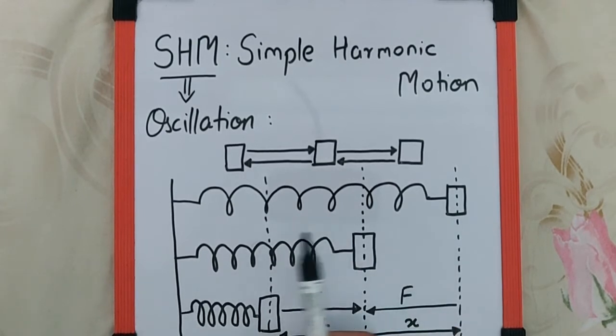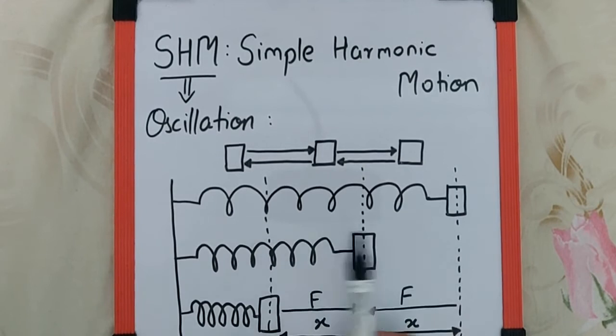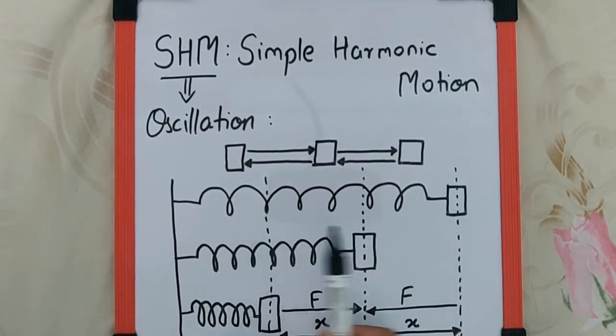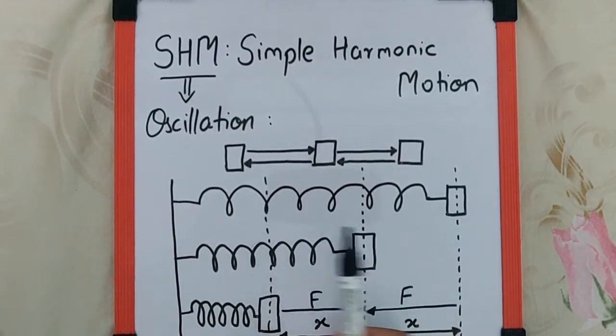Now as you can see, it is motion along a straight line, so it's simple. It is repeating after equal intervals of time, and it is in perfect sync with time, which means it is harmonic, and it is a to and fro motion. That's why we can call this an oscillatory motion or simple harmonic motion.